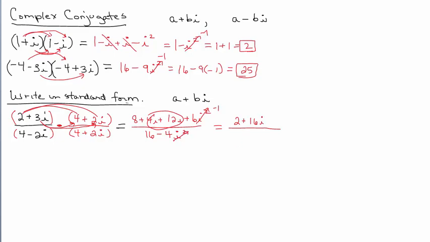Again, down here this changes to -1 times a -4. That becomes 16 plus 4, or 20. Okay, if we're going to follow the directions and write it in standard form, it looks like they want it separated into two parts. So what I could do right now is put the 2 over the 20, and I can also put the 16i over the 20.